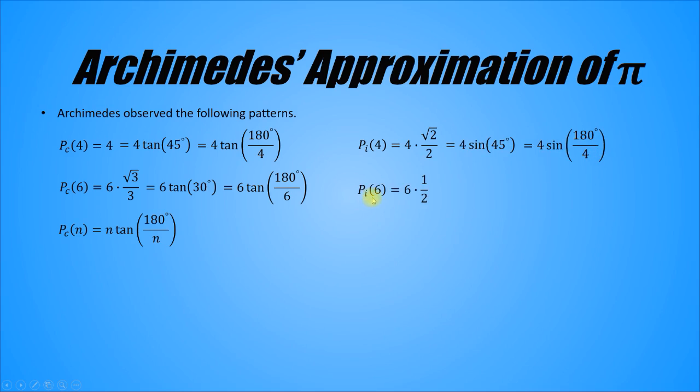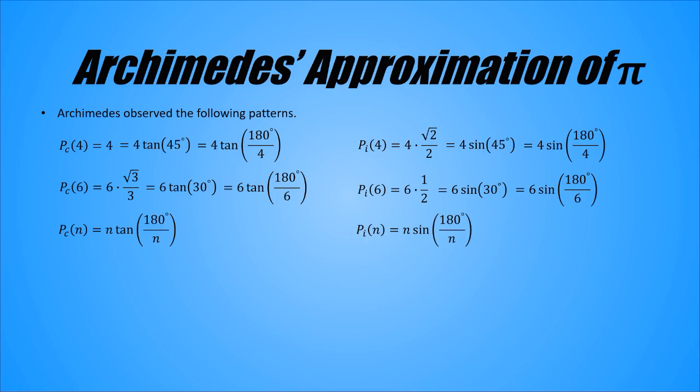Here's the perimeter of the inscribed hexagon. It's 6 times 1/2. And 1/2 is equal to the sine of 30 degrees. And 30 degrees is equal to 180 degrees divided by 6. And so again, we have a pattern emerging. Here and here, we see the number of sides of the polygon in both cases, right? And again, Archimedes was able to show that this pattern holds in general. So here we have a formula for the perimeters of the inscribed polygons with n sides.